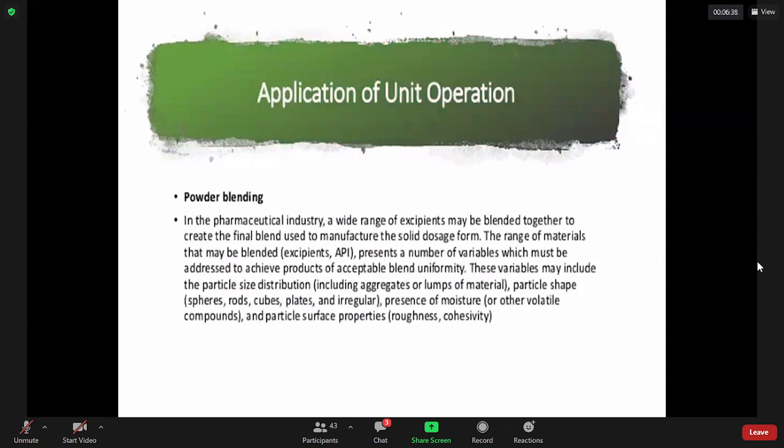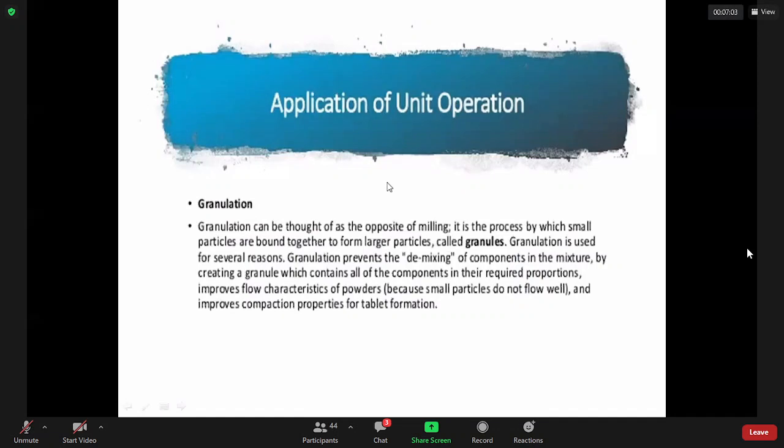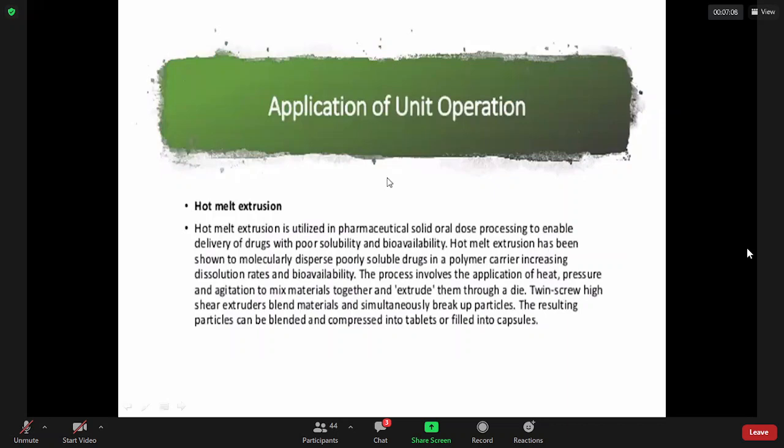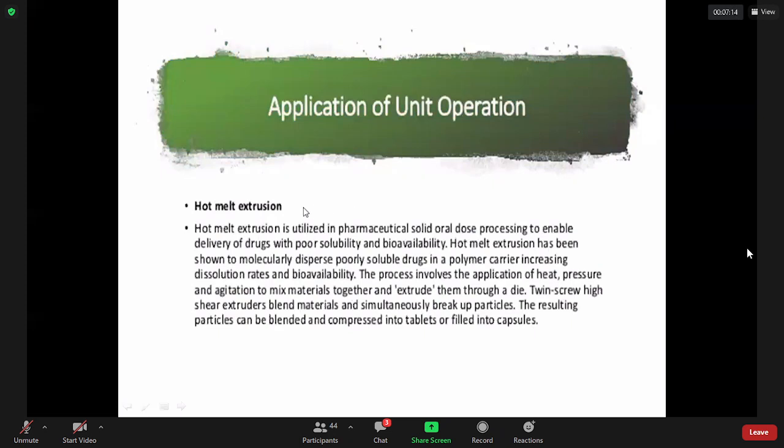Then we have powder blending. This one here is also an application. It's a unit operation which you can apply in the manufacture in the pharmaceutical industry. Milling is also a unit operation. Granulation is a unit operation, and I think we've done that. Then we have extrusion. Hot melt extrusion is also another unit operation that you can do in the process of manufacturing drugs.